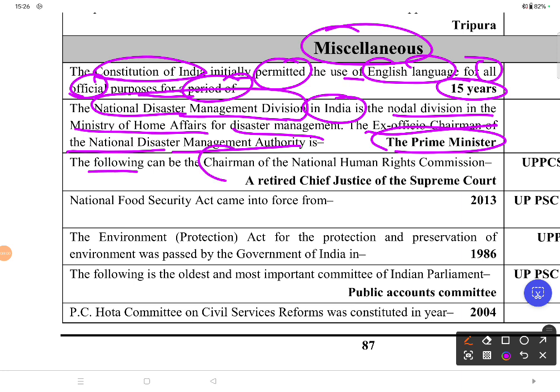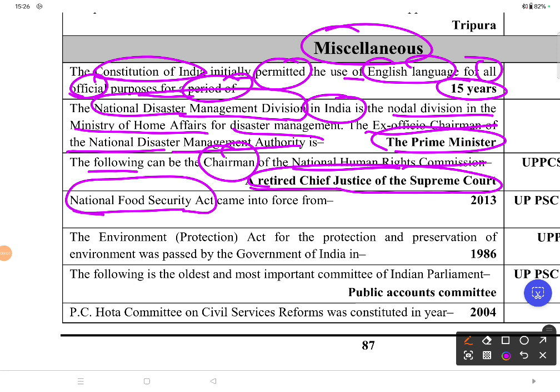The following can be chairman of the National Human Rights Commission: a retired Chief Justice of the Supreme Court. The National Food Security Act came into force in 2013. The Environment Protection Act for the protection and preservation of the environment was passed by the Government of India in 1986.